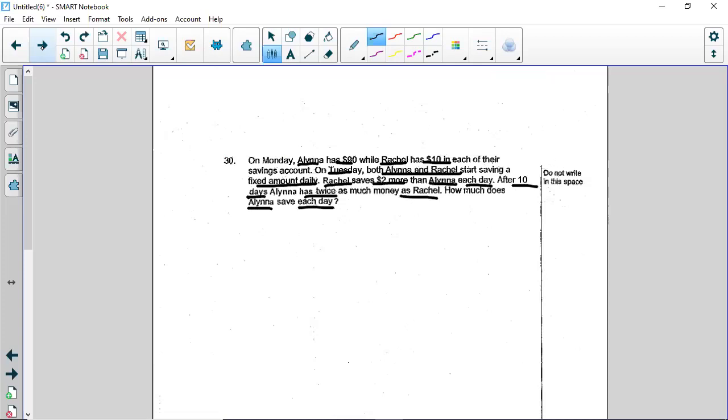Okay, now, if you don't know how to do, always think about what method you can use. And if you don't know what method to use, then always think about model drawing. Okay, model drawing is still the most common method.